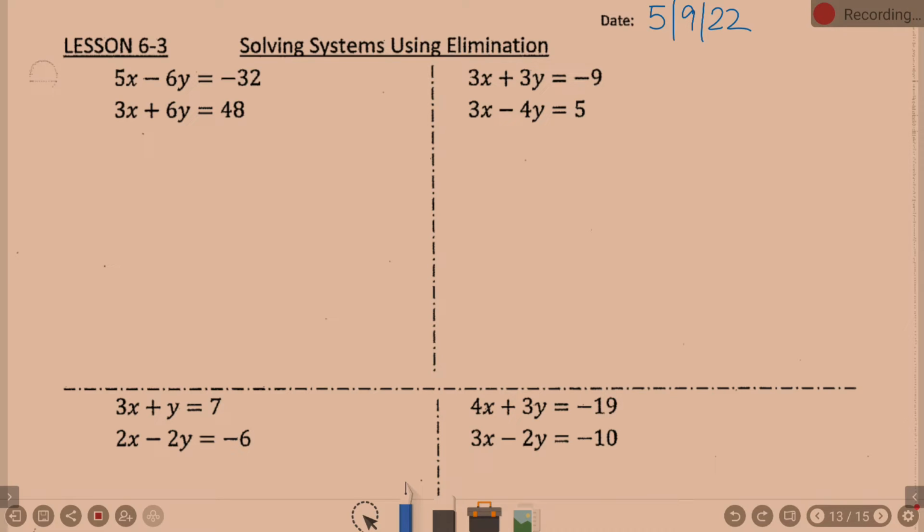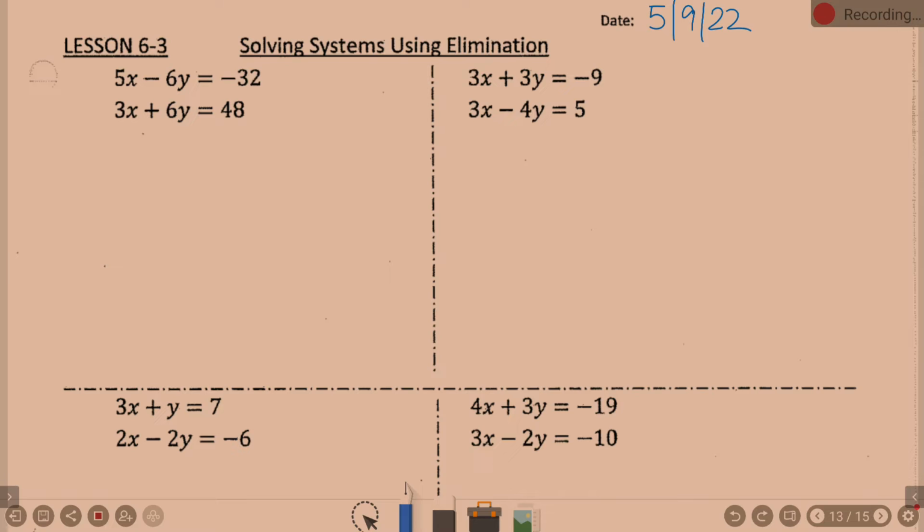What are we already set up to eliminate when we put these equations together? X or y? Which one has the same variable? The y does, right? Both of the y's are 6y. So when I ask which variable we want to eliminate, look for the letter that has the same numbers in front of them. So 6y and 6y.